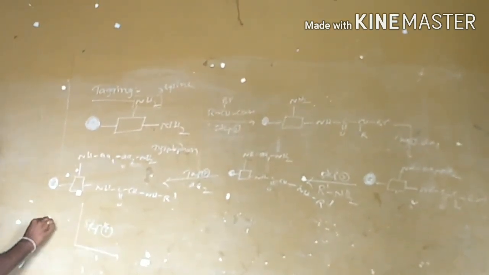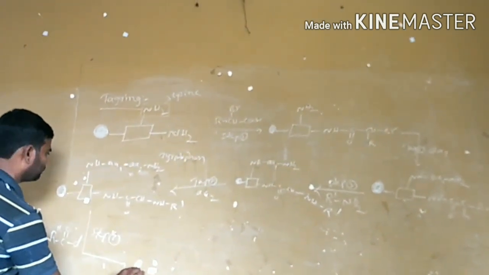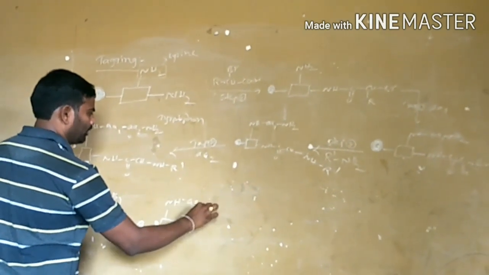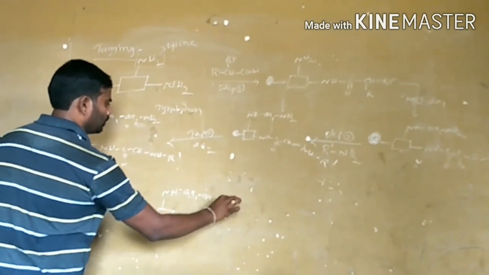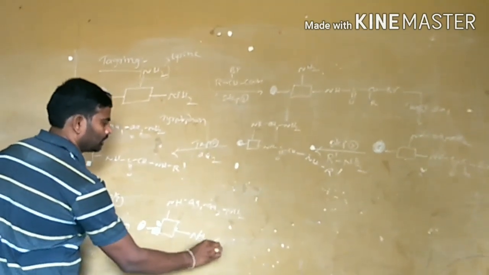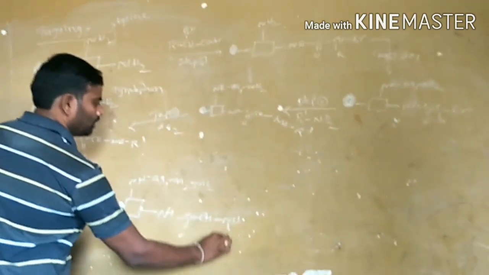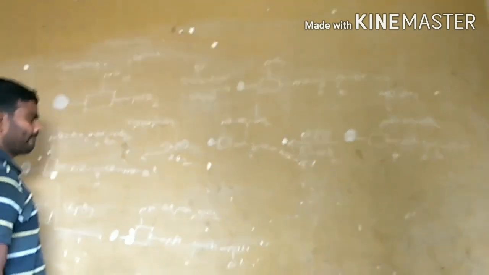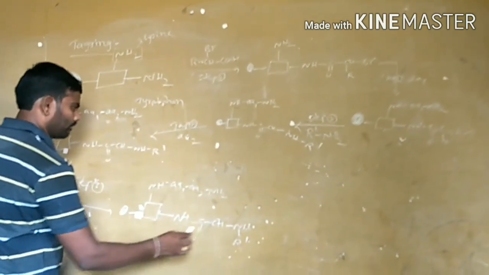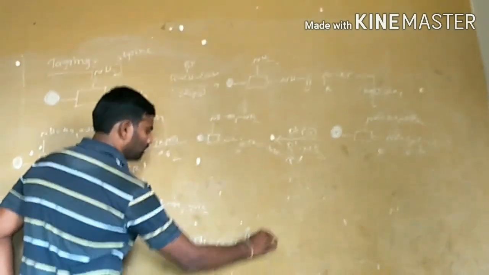Here R double dash acid chloride is added. Here NH, amino acid 1, amino acid 2, NH2. Now here this is NH, CO, CH, NH, R dash. Next, by the loss of HCl, it is added to the CO, R double dash.